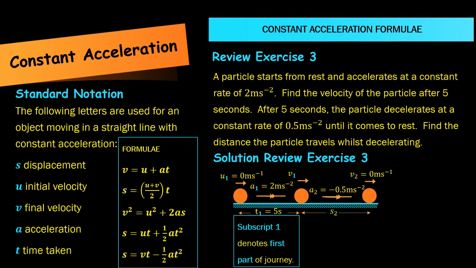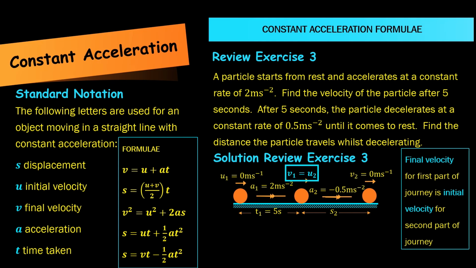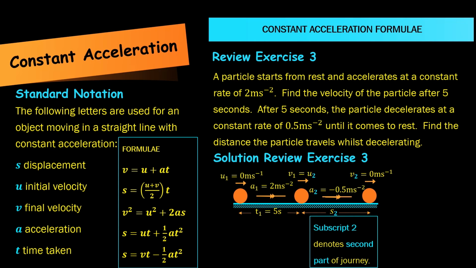So just to re-emphasize, subscript 1 denotes the first part of the journey. And notice that the final velocity for the first part of the journey is the initial velocity for the second part of the journey. And of course, subscript 2 denotes the second part of the journey.